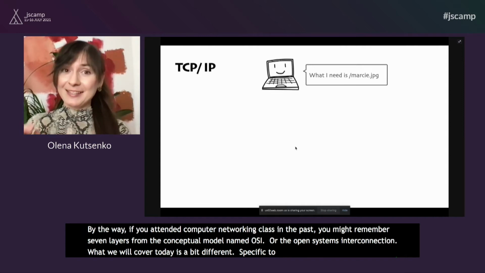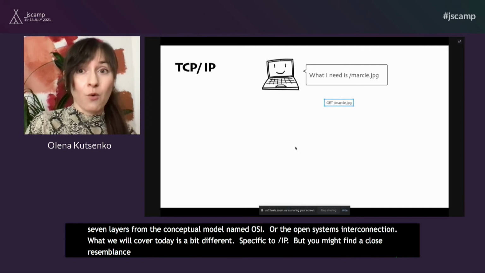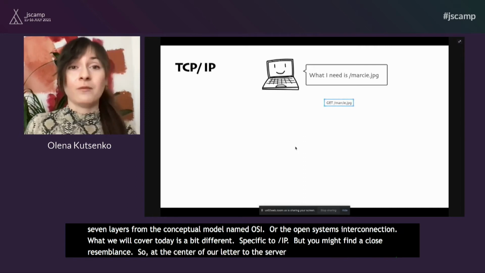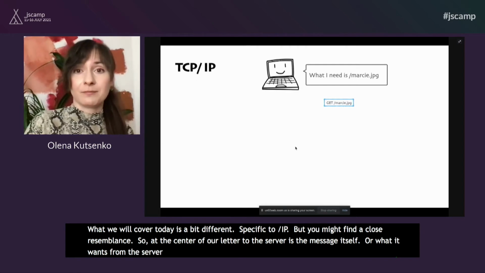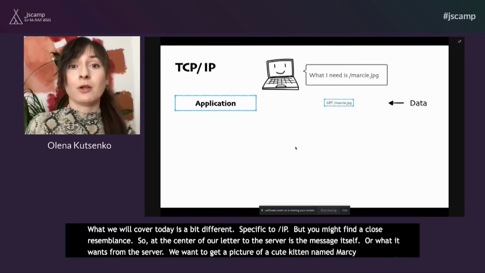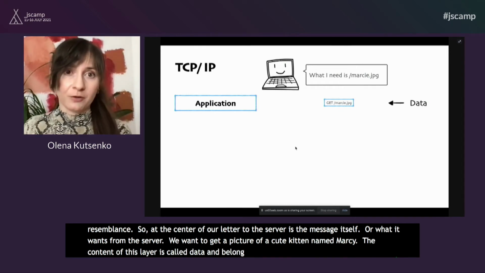So, at the center of our letter to the server is the message itself, or what we want from the server. We want to get a picture of a cute kitten named Marcy. The content of this layer is called data and belongs to the topmost layer called the application layer.